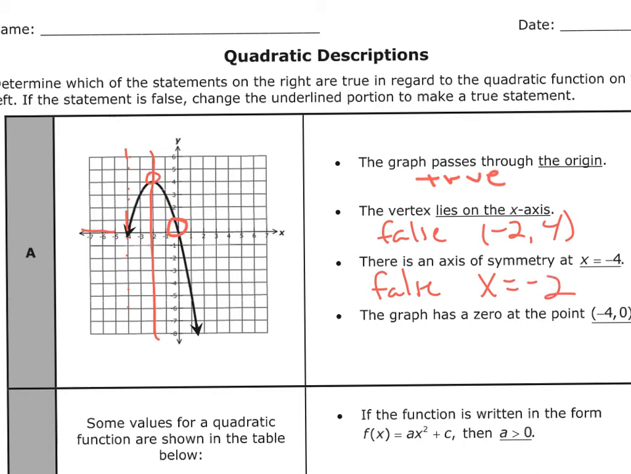And finally, the graph has a 0 at the point -4, 0, which is right there. If you were to continue this graph along, it would look like that. So that is true. At this point, go ahead and pause it. And then I want you to work through B, C, D, and E.